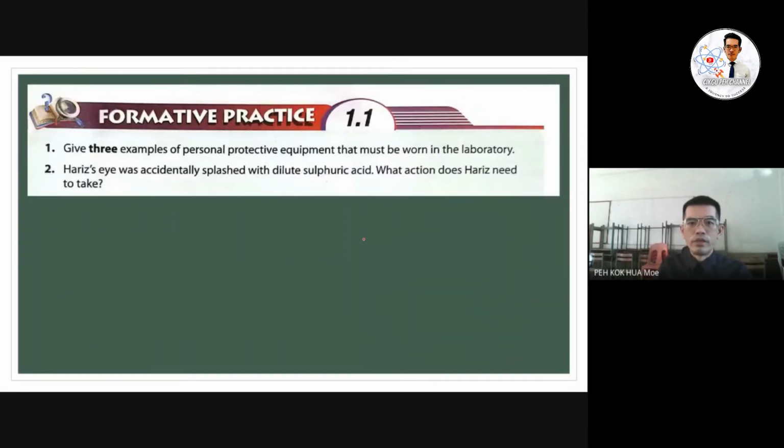So we have already finished our subtopic 1.1. So let us do together the formative practice. This formative practice you can get at your textbook. Give 3 examples of personal protective equipment that must be worn in the laboratory. Just now I have already mentioned that we have a total of 5 personal protective equipment you have to wear during your experiment. So anybody can give me an example of protective equipment.